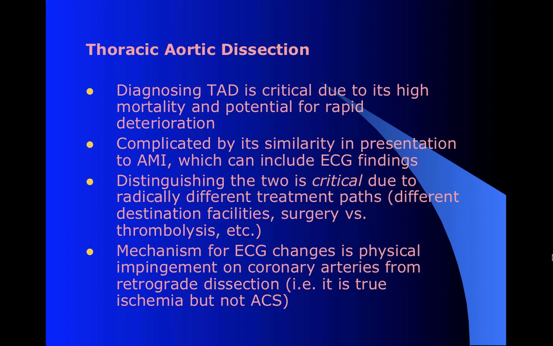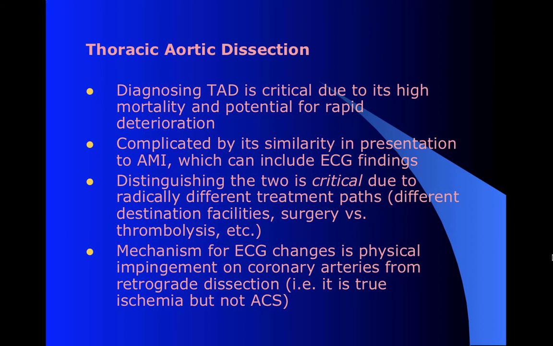But if you can't figure out the difference, these people may not do well because they're going down such different treatment paths. In the case of the MI, they need reperfusion, maybe thrombolysis, aspirin, things like that. In the case of the dissection, they need surgery, and really they need to limit their bleeding, not encourage it.